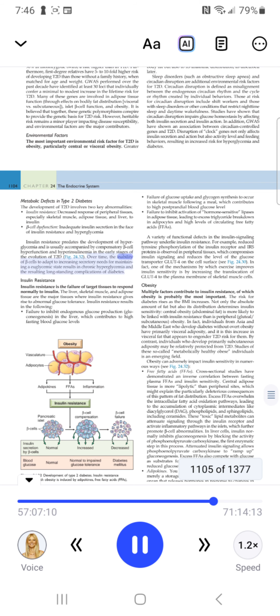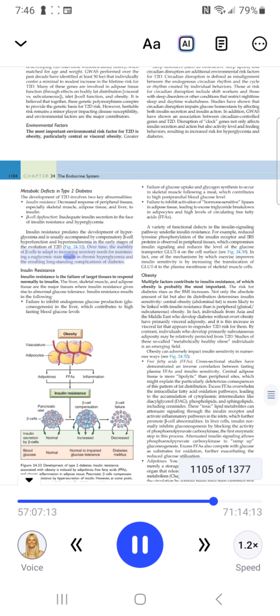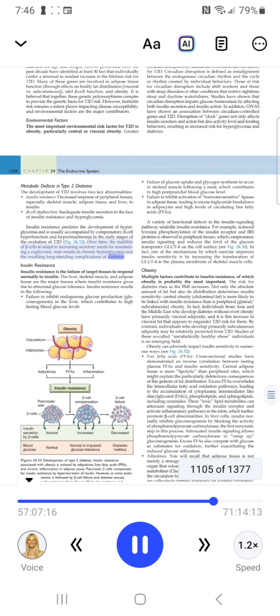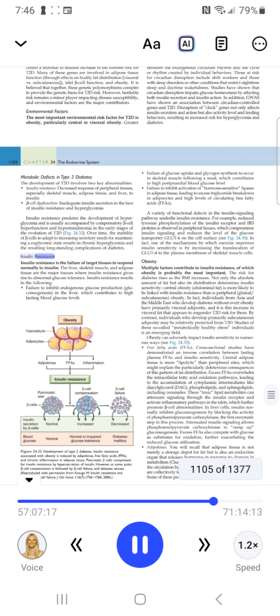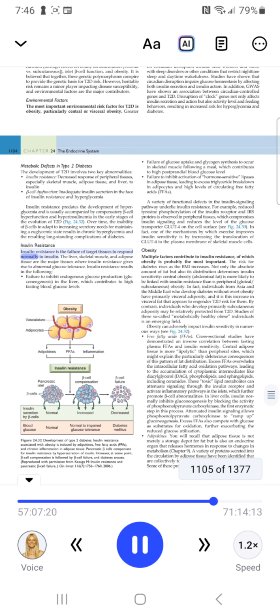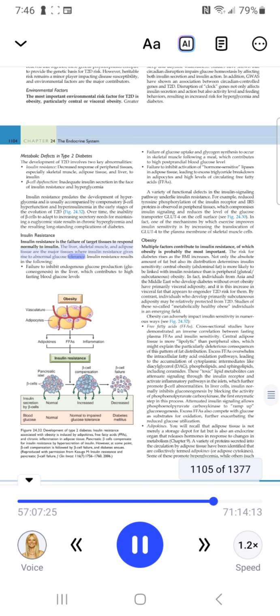Over time, the inability of cells to adapt to increasing secretory needs for maintaining a euglycemic state results in chronic hyperglycemia and the resulting long-standing complications of diabetes. Insulin resistance. Insulin resistance is the failure of target tissues to respond normally to insulin. The liver, skeletal muscle, and adipose tissue are the major tissues where insulin resistance gives rise to abnormal glucose tolerance.